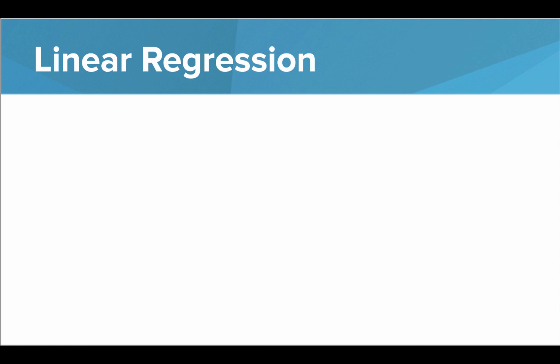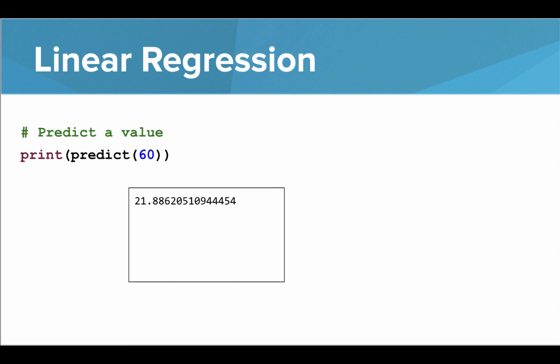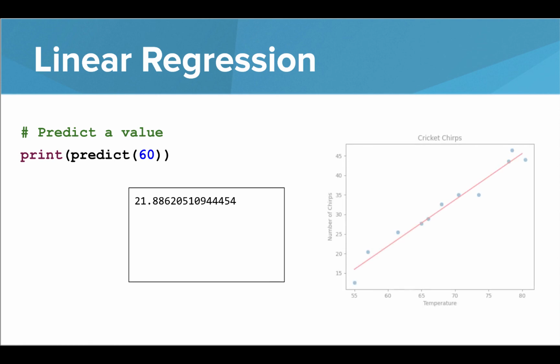You can also use predict to predict specific values. If we plug in 60 into the line of best fit, it will predict that when the temperature is 60 degrees, the number of cricket chirps should be about 22 chirps per minute. The model here is using the x value of 60 and finding the corresponding y value of 22.